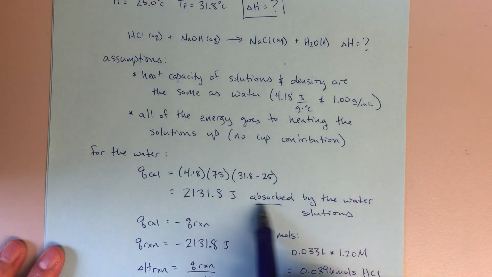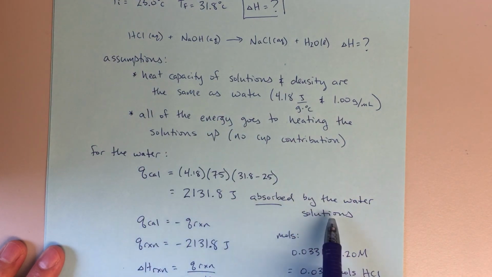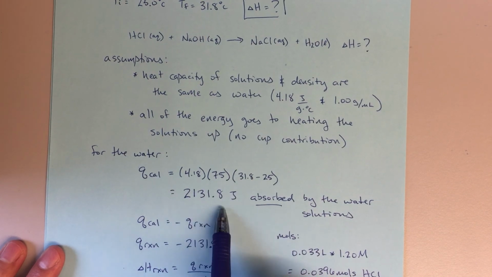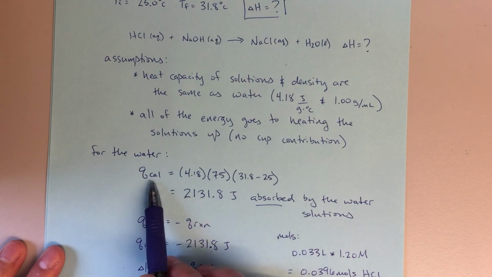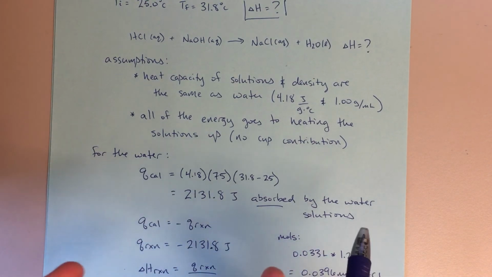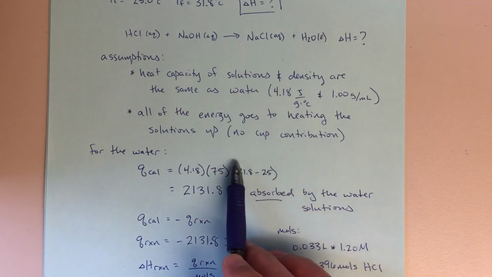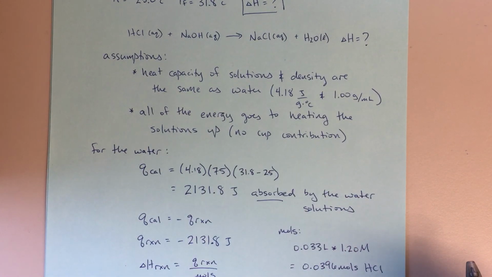That energy is going to be absorbed by the water solution, so it's going to absorb the same value but the opposite sign of energy. So the Q value for the calorimeter, from the point of view of the thing that's heating up, gaining that energy, is going to be positive, and this calculation here just shows me that.